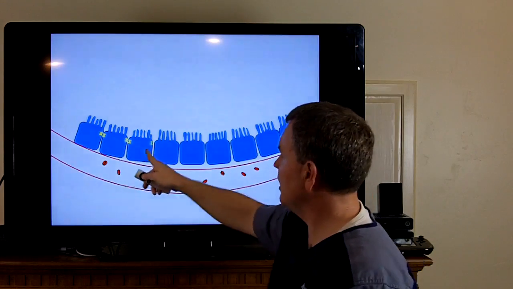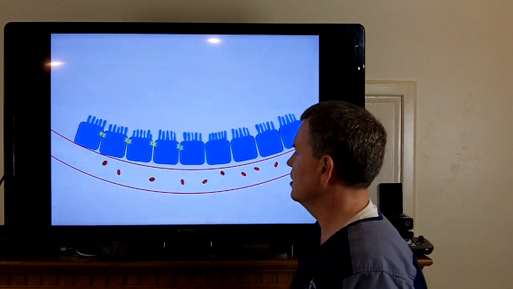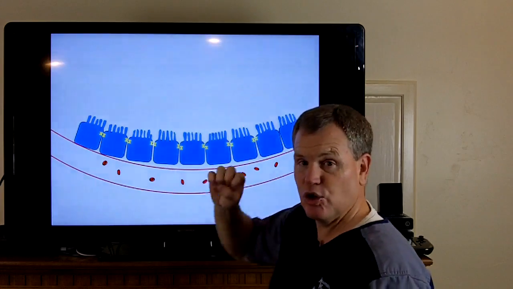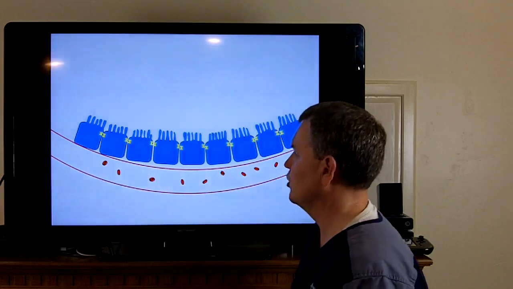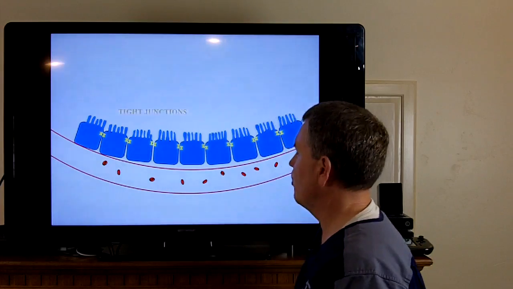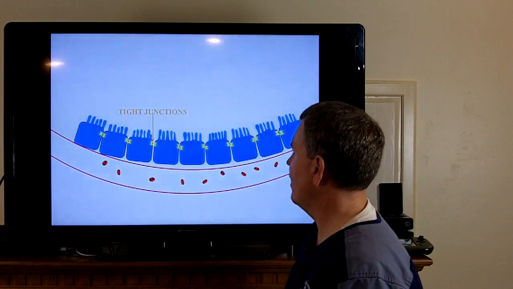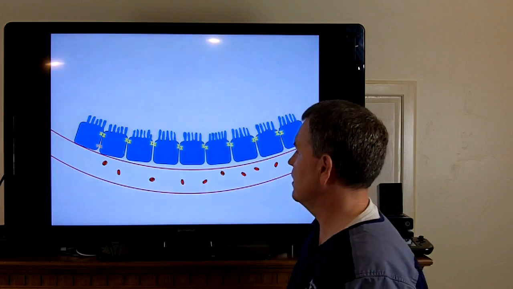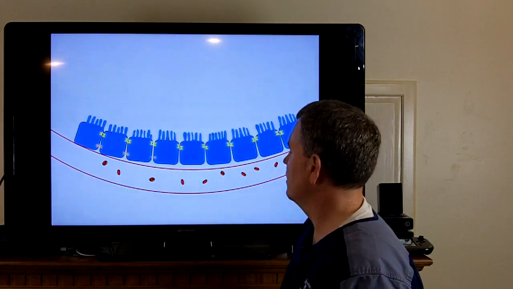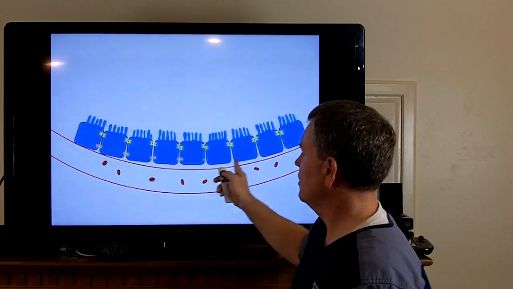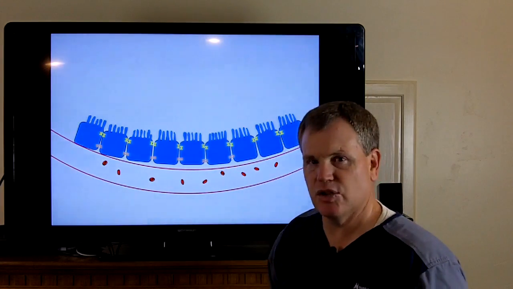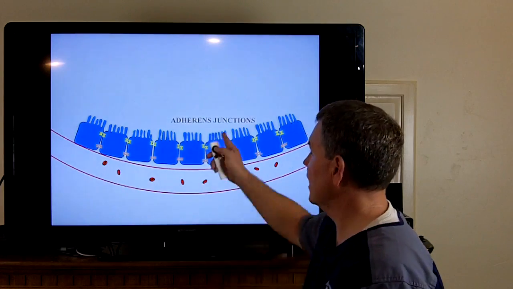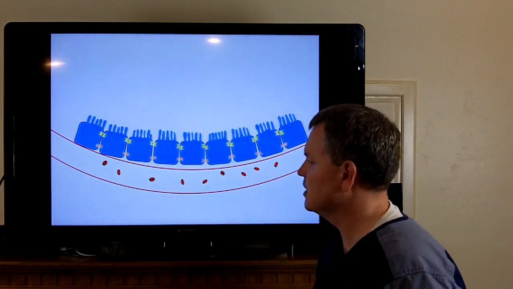These right here are called tight junctions. And what they do is they make sure that too big of particles don't get into the bloodstream. And then we have some other junctions. These right here are some additional junctions. So we have 2 layers of protection. Those are called adherence junctions, and that's the lower ones here.